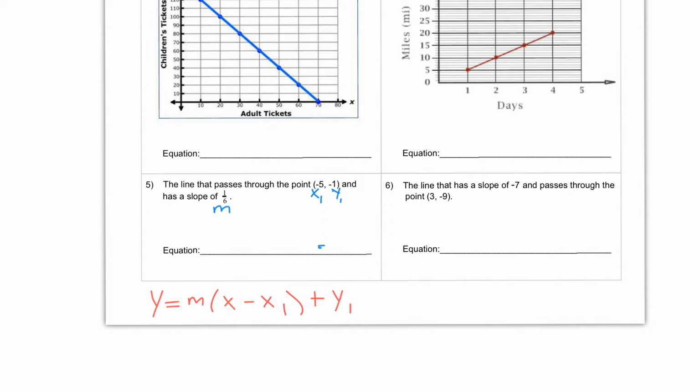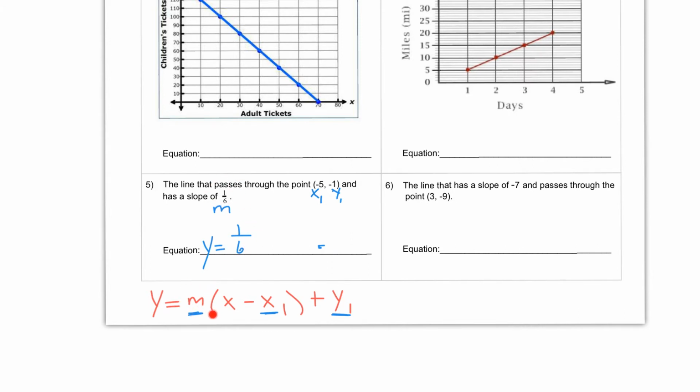And then all we want to do is put our point and our slope in for these values. So we are replacing the m, the x sub 1, and the y sub 1 in our equation. So our answer would become y equals, we're replacing m with 1/6. And again, just to show you, this 1/6 is going in for the m in our equation here.